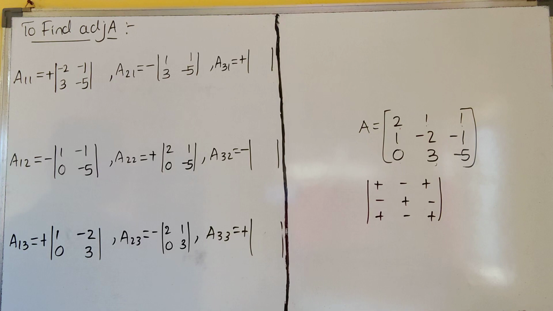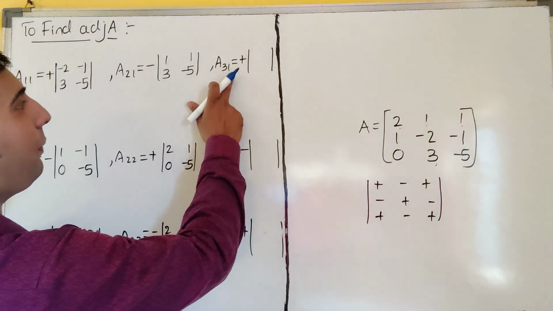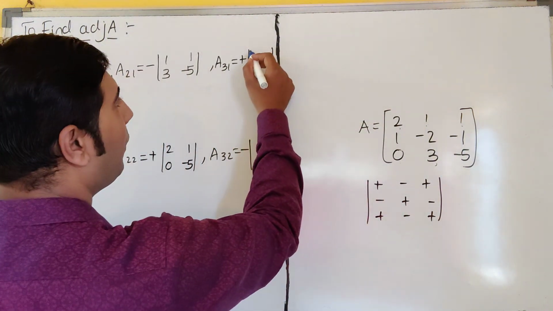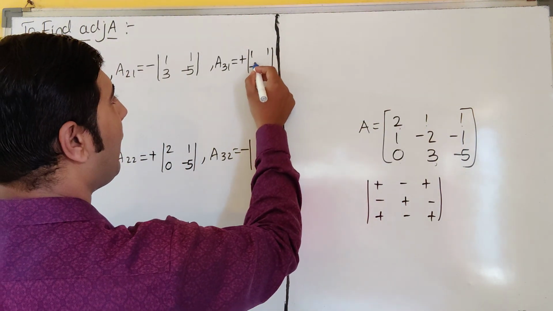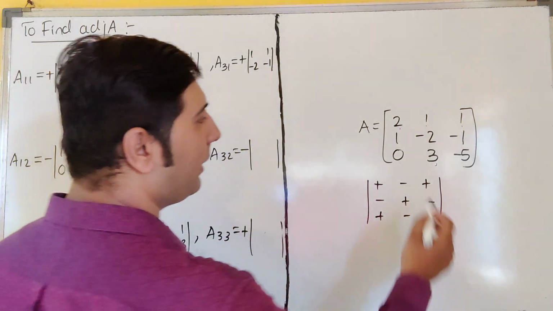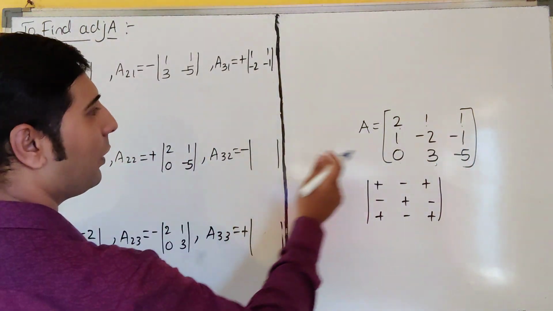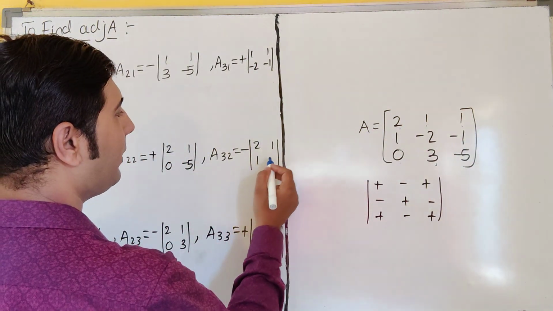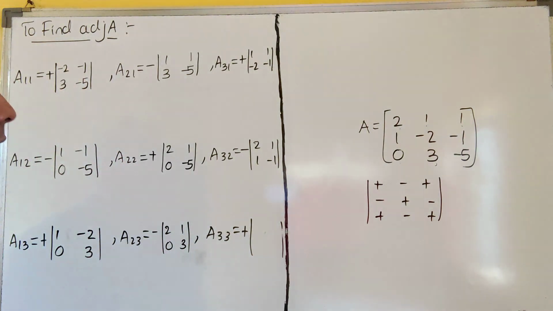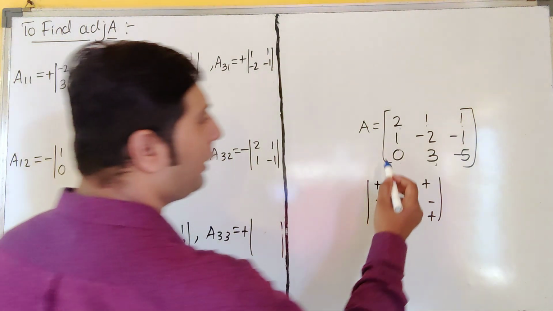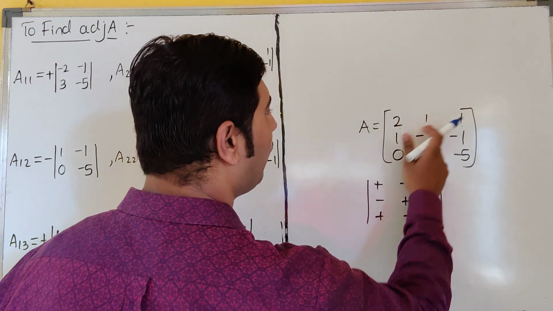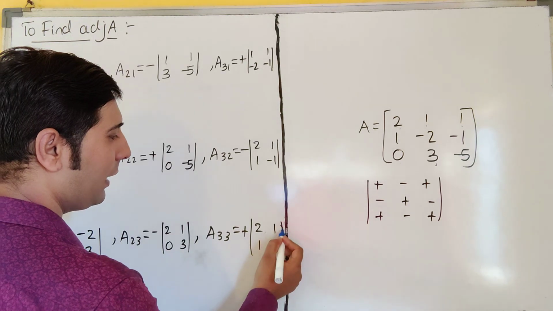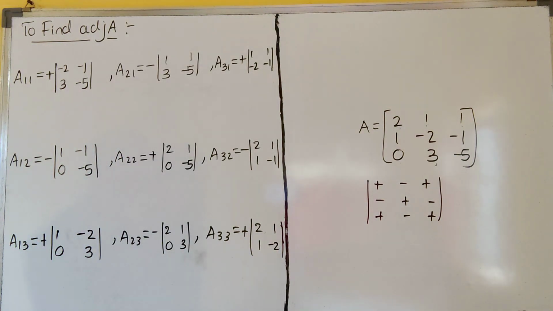Clear everyone? So next is what? Third row, first column you leave. What is left now? 1 1, -2 -1. So next, third row you leave, second column. What is left now? 2 1, 1 -1. Clear? So next is what? Third row, third column you leave: 2 1, 1 -2, dear students. Clear? Everyone understood this one?